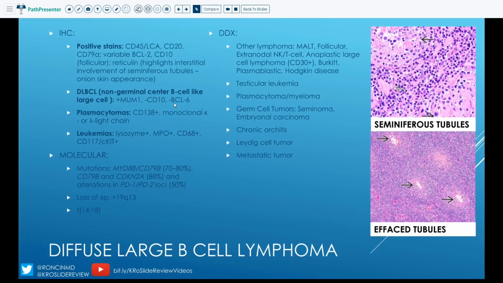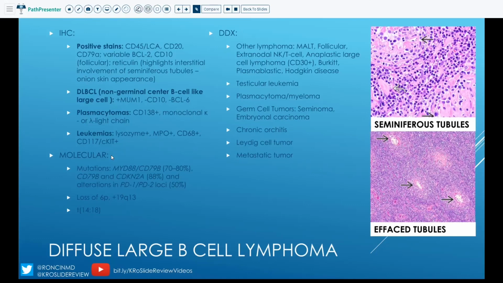If you're thinking about plasmacytomas, then CD138 to highlight the plasma cells, as well as monoclonal kappa or lambda light chain is what you should be looking at. Again, that would be kappa or lambda light chain restriction. For leukemias, we'd be looking at lysozyme positivity, your MPO positivity. You can see CD117 or c-KIT positivity and CD68 positivity as well.